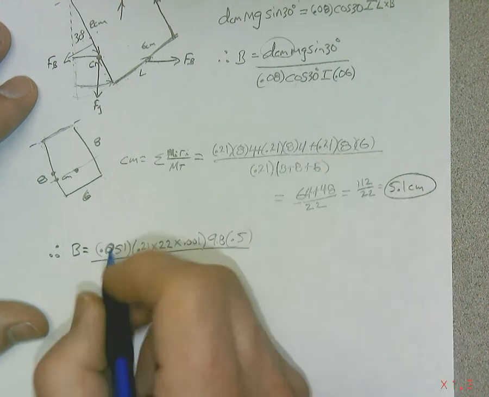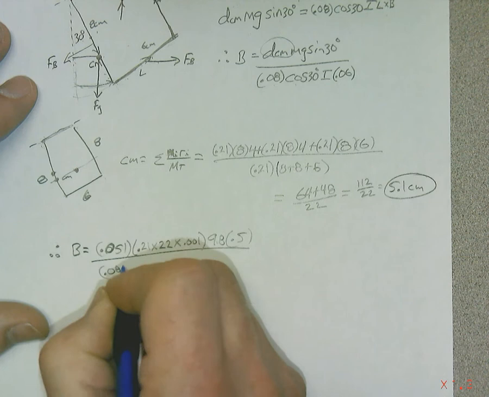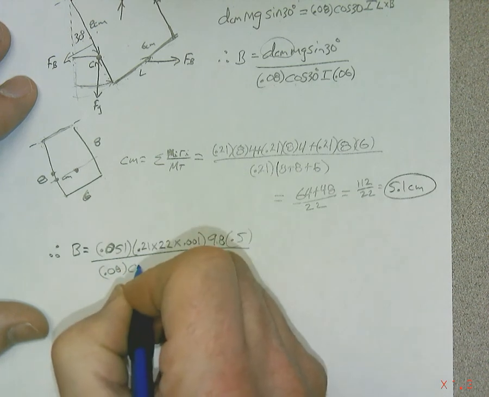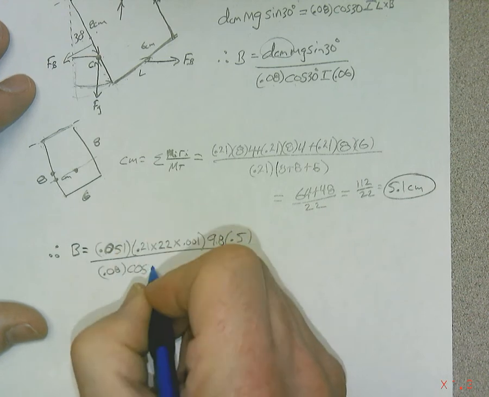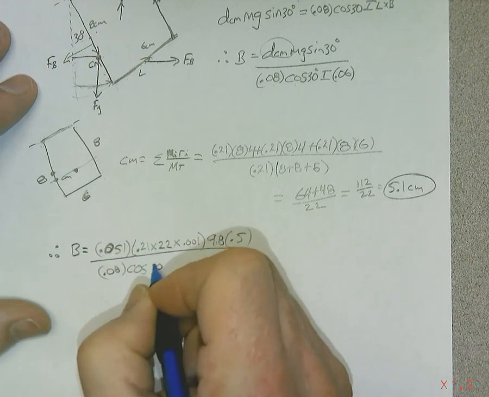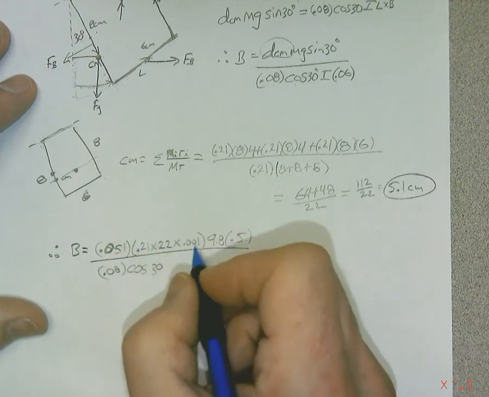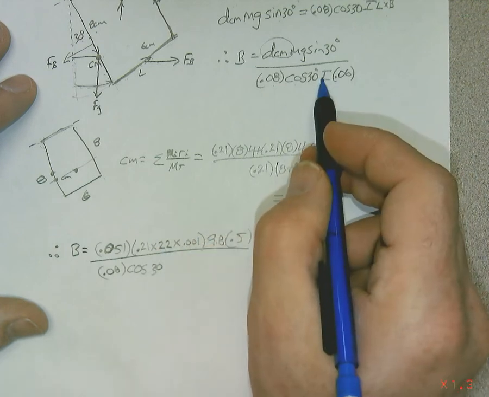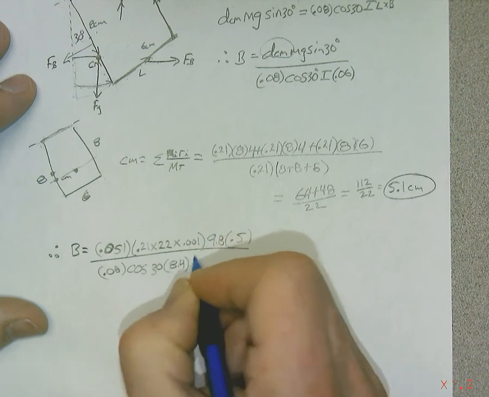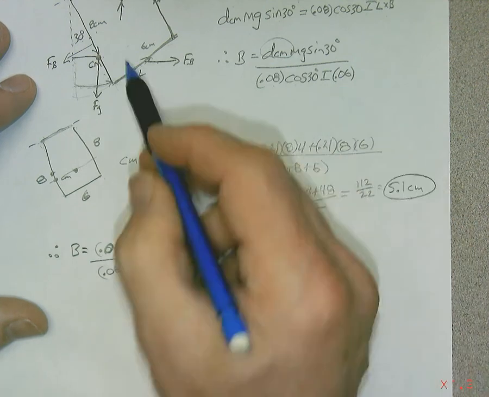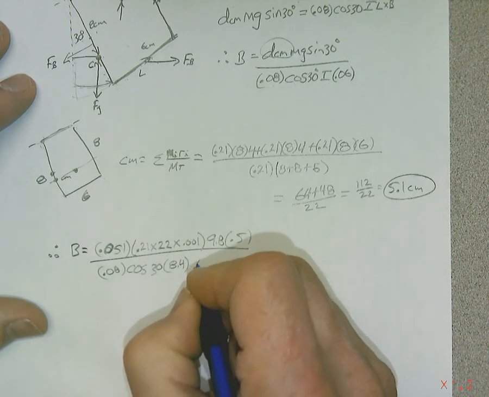over this. So we have 0.08, and we have cosine of 30, which is 0.8 something, right? I'll just write it as cosine of 30. Stick that into the calculator. Then we have the current. Now my current in the problem was 8.4 amps. And then we still have the length of this, which is 0.06 meters.